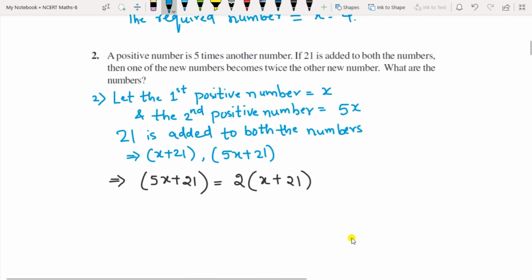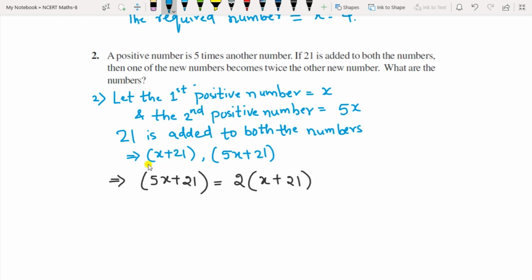Next question, second question. A positive number is 5 times another number. If 21 is added to both the numbers, then one of the new numbers becomes twice the other new number. What are the numbers? So there are two numbers, so let the first positive number be x and the second positive number is 5 times the previous one, so it is 5x.